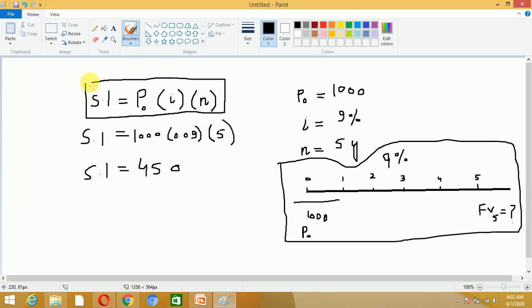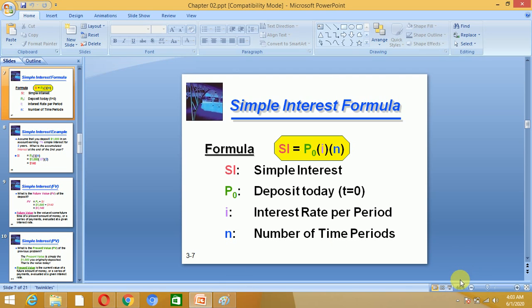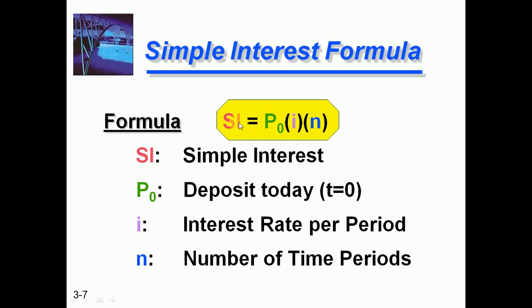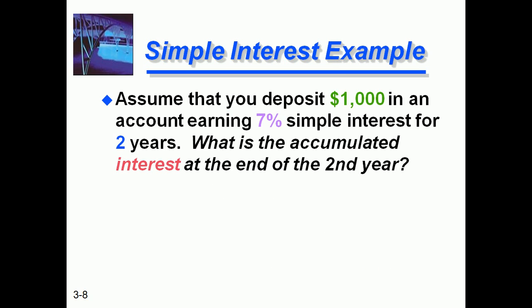With the help of this formula we will calculate the simple interest. So see, this is the formula. Simple interest is equal to P naught I N. SI is used for simple interest. P naught is the deposit today, the money that we are going to deposit today. I is the rate of interest per period, and N is the number of time periods, meaning for how much time we are going to deposit our money.